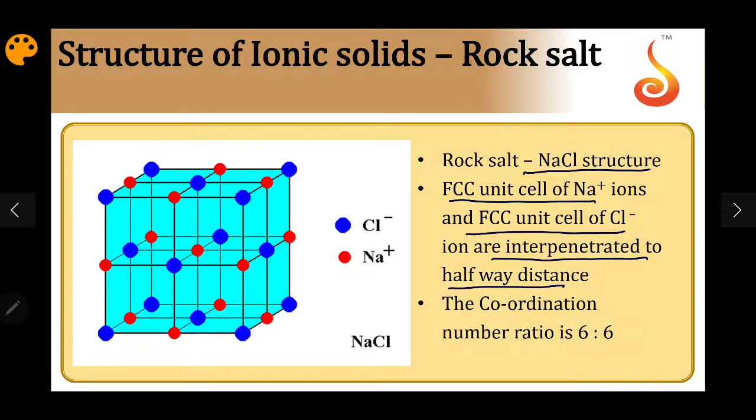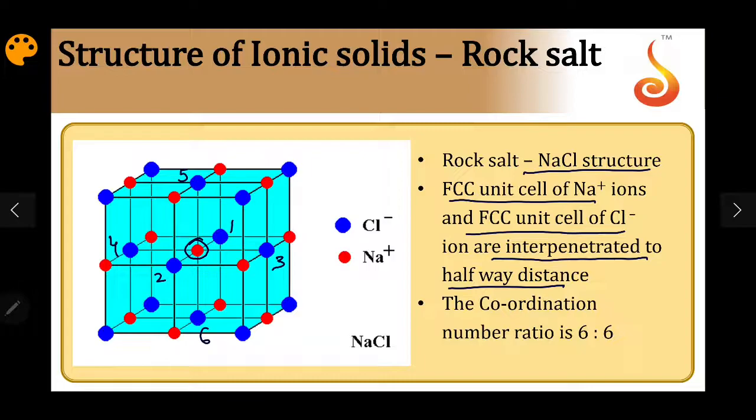So each sodium ion is surrounded by 6 chloride ions, and each chloride ion is surrounded by 6 sodium ions. So you can see this. If I take this sodium, you have 1, 2, 3, 4, 5 and 6. So these are the chloride ions attached to the central sodium ion. Like that, in 3 dimensions it will repeat.